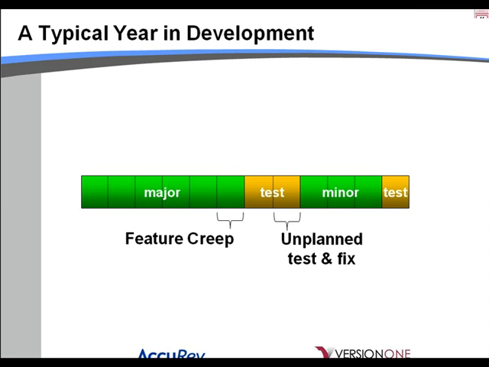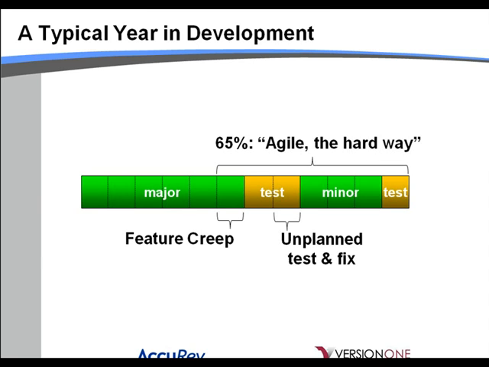Okay, so then of course we have the unplanned test and fix. We all swear up and down at the end of the release that we're never going to have unplanned test and fix again. We're going to have more discipline this time. You know, we're going to do it right. And cycle after cycle, that pattern repeats. So let's face it, we're going to have unplanned test and fix. That's more time. So all this bit at the end, that's what I call Agile the hard way.